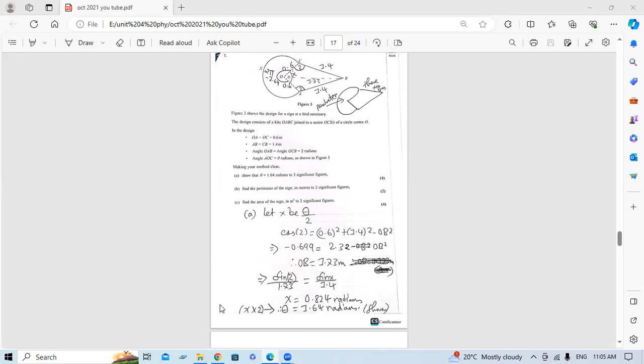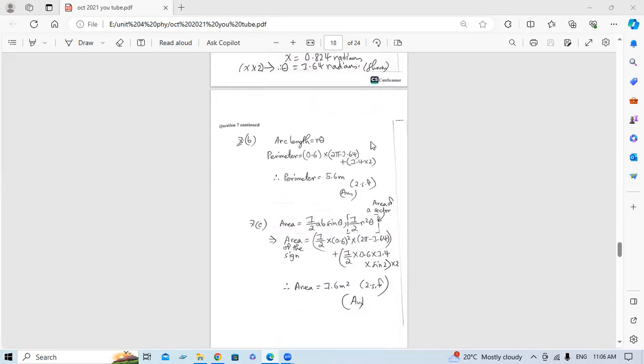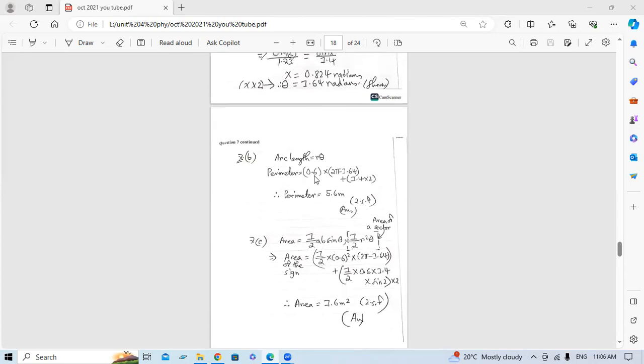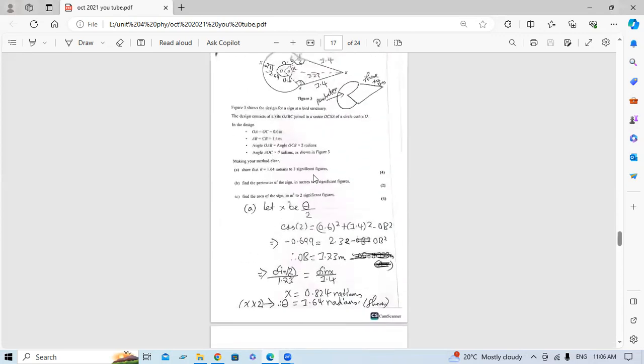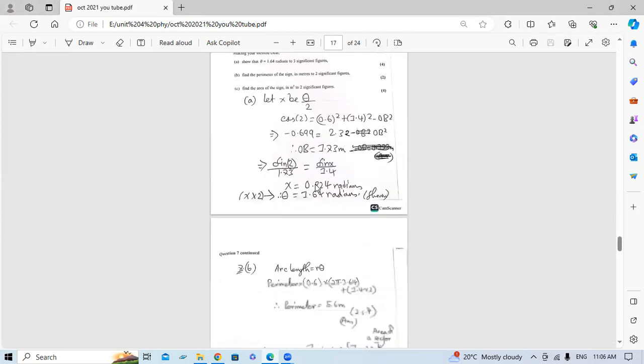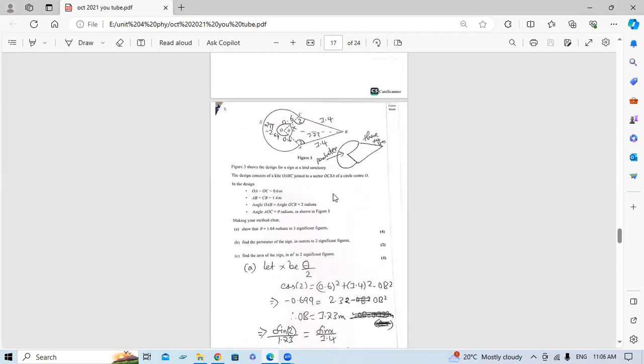In question number 7B, it has been asked, find the perimeter of the sign in meters to two significant figures. The entire perimeter will be the part of the sector and the two sides of the kite. We already know arc length as the formula r theta. Radius is taken as 0.6, so 0.6 into theta.